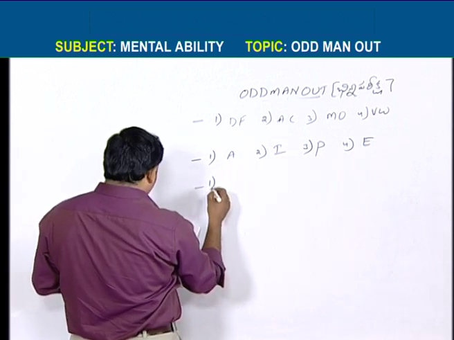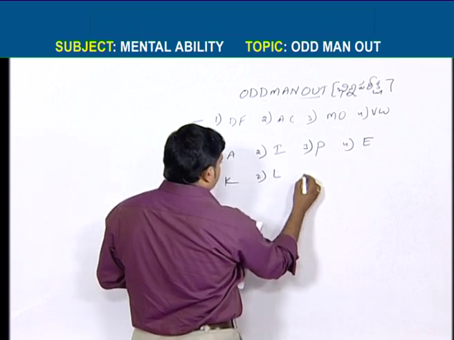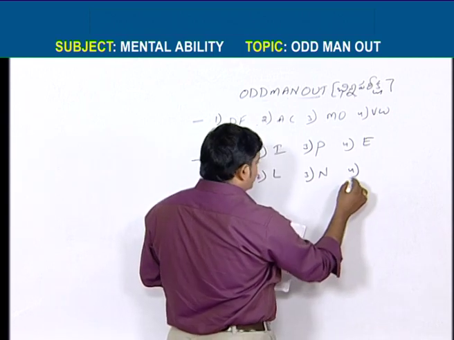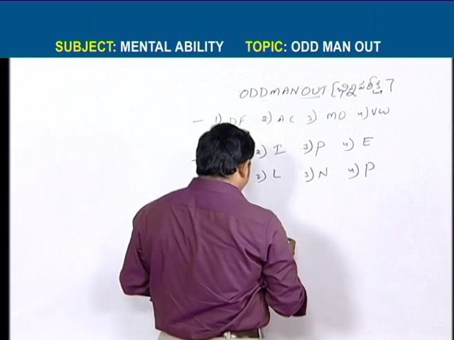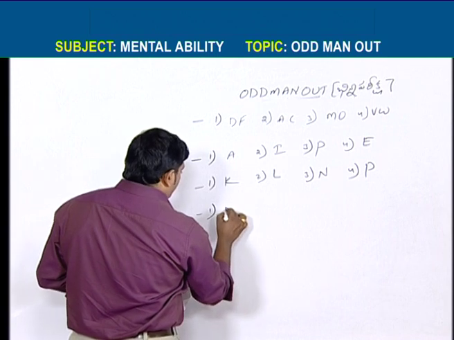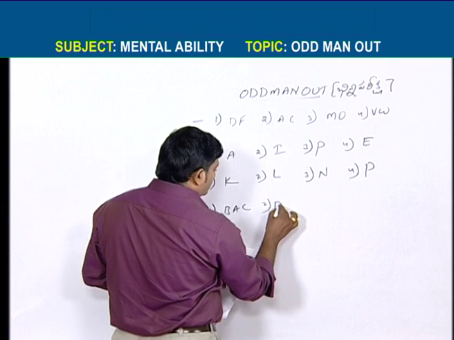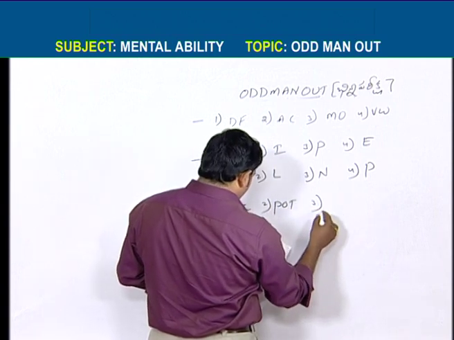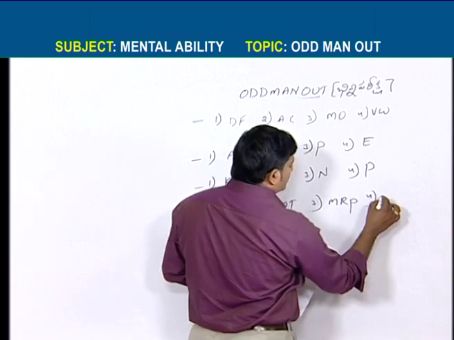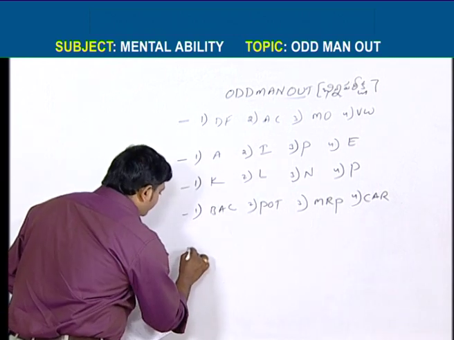Next. In next question, first option is K. Second option is L. Third option is N. Whereas fourth option is P. Okay. And next one, in next question, first option is BAC. Second option POT. Third option MRP. Fourth option CAR. Okay.